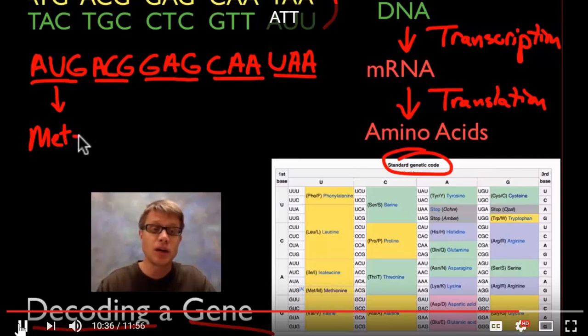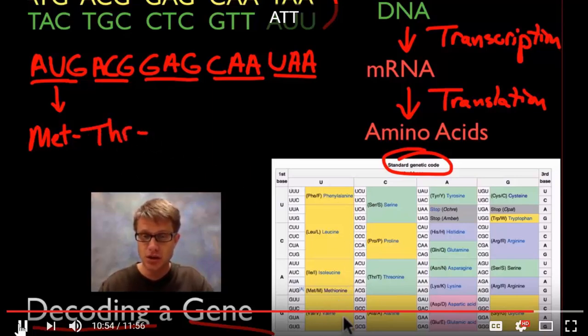Now, methionine is special because it also starts all genes. All genes are going to start with methionine. Sometimes we trim that off later, but basically that's going to be our start sequence. Let's go to the next one, ACG. So I find ACG. This is threonine, so that's going to be like this. If we go to the next one, it's GAG. So GAG, that's glutamic acid, so that's going to be GLU.